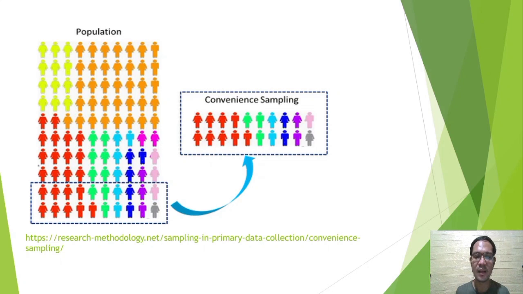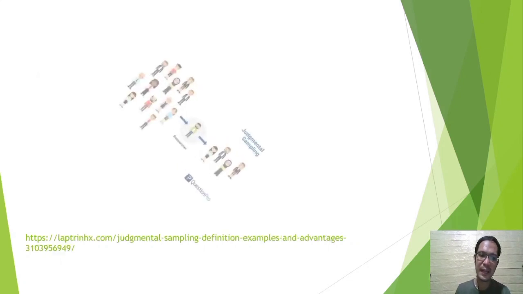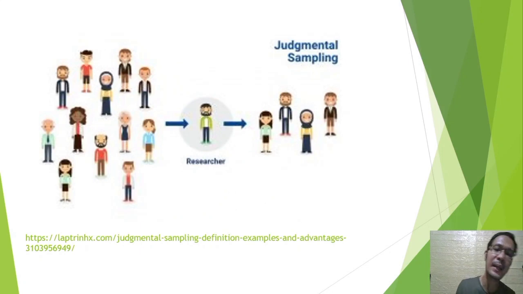The researcher must also take caution not to use results from a convenience sample to generalize to a wider population. The next sampling technique under non-probability sampling is judgmental sampling. A purposive or judgmental sample is one that is purposely selected based on the judgment of the researcher.